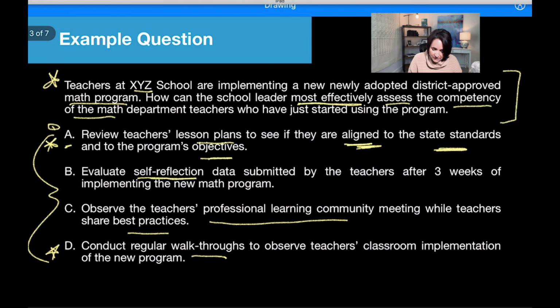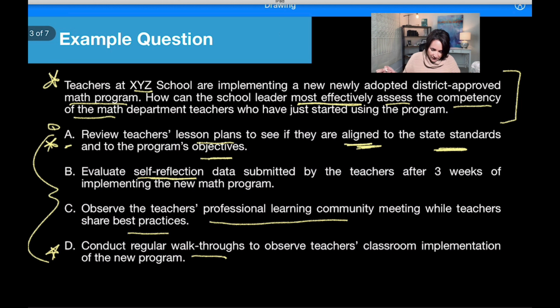And then self-reflection data, well, good teachers self-reflect, right? When they implement programs, good teachers, good leaders use self-reflection as a daily practice, or maybe not daily, regular practice, we should say. And then, of course, observing teachers' professional learning community. Well, the professional learning community could have to do with implementing this new math program. And then conduct regular walkthroughs. Of course, we're going to want to see the practice in action.